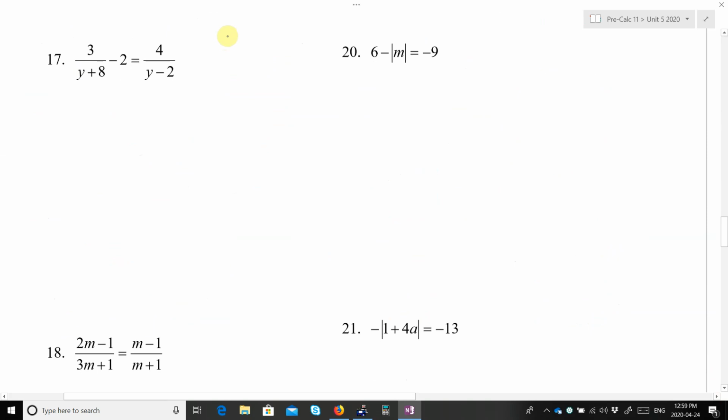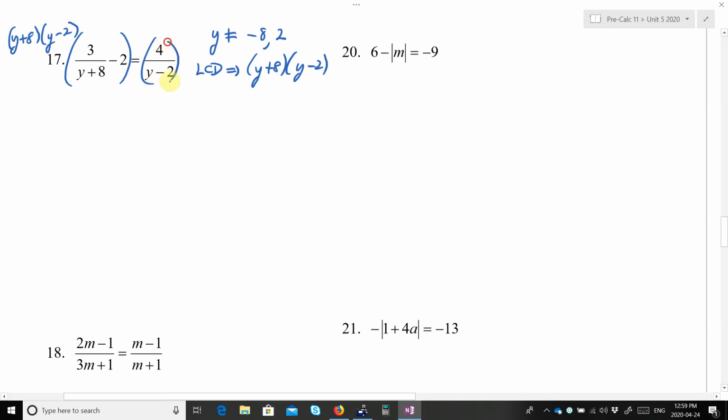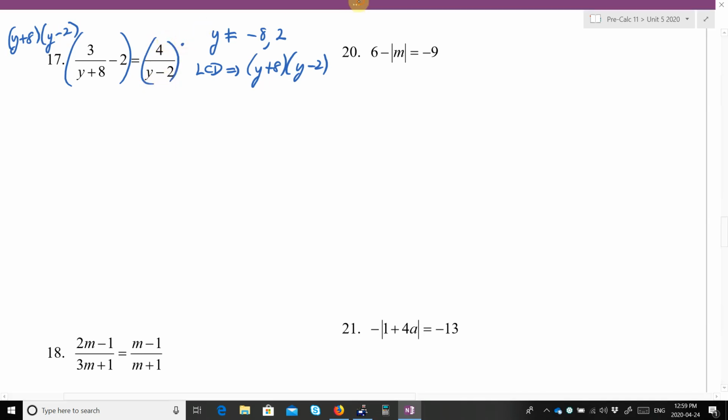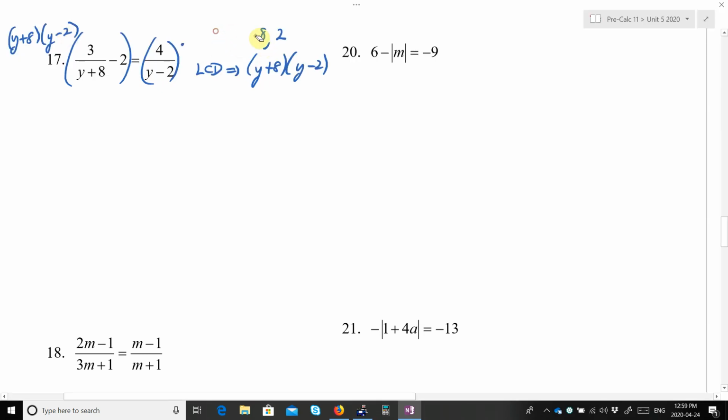Okay, number 17. The non-permissible values are y cannot equal negative 8 or positive 2. The lowest common denominator is y plus 8 times y minus 2, and we multiply both sides by that. I'm going to have to move this out of the way. Y plus 8 times y minus 2, and let's just put the non-permissibles down below here. Y cannot equal negative 8 or positive 2.